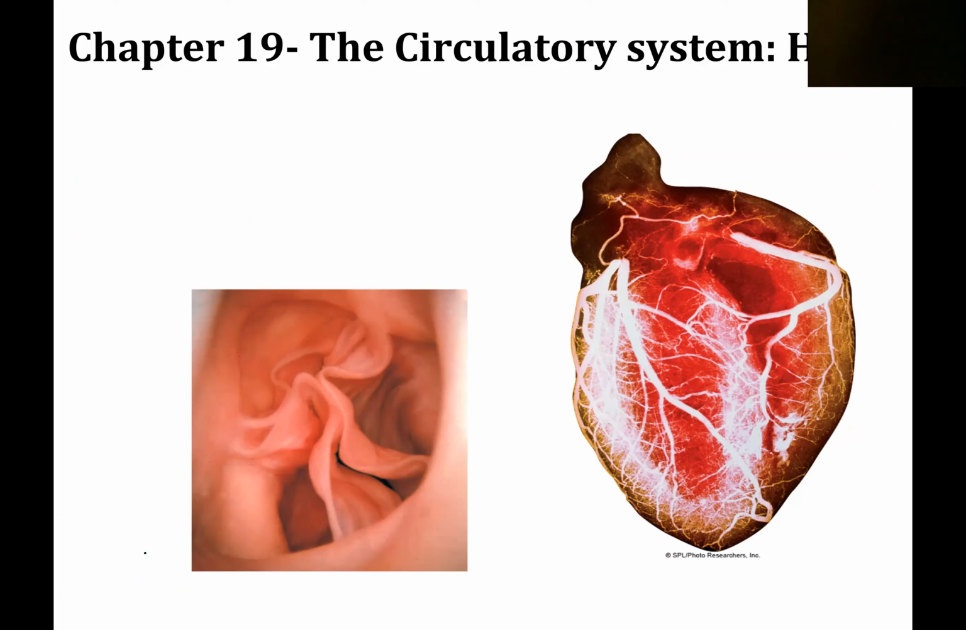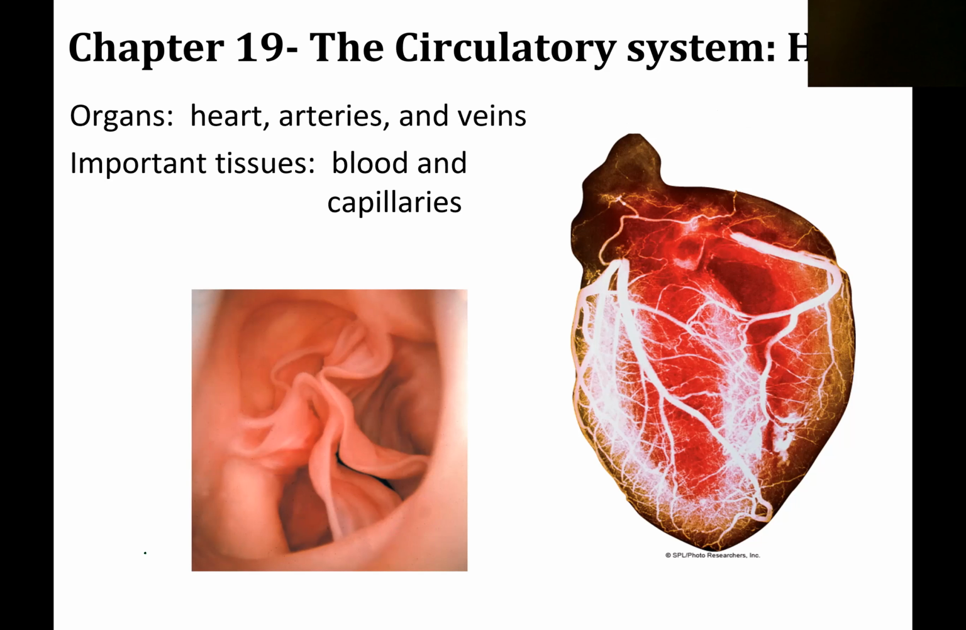So in the heart chapter, the cardiovascular system or circulatory system, the organs in the system include the heart, the arteries, and the veins. There are also important tissues, which would be the blood and the capillaries. So capillaries are blood vessels, but they're only made out of one tissue.